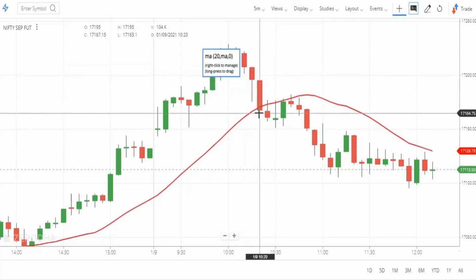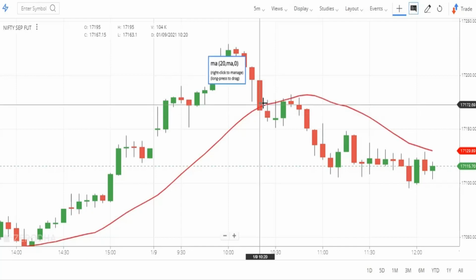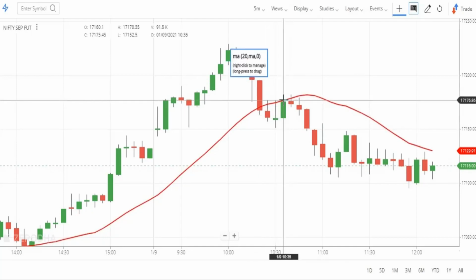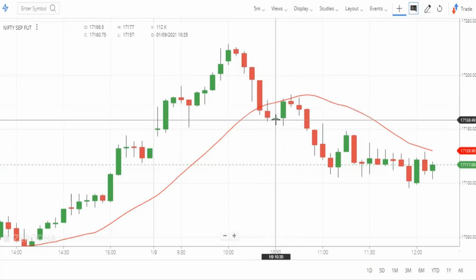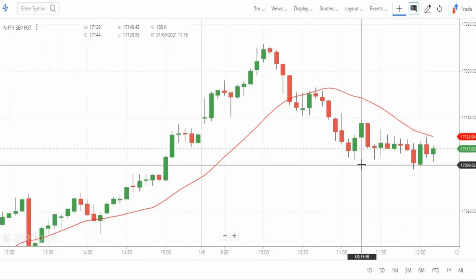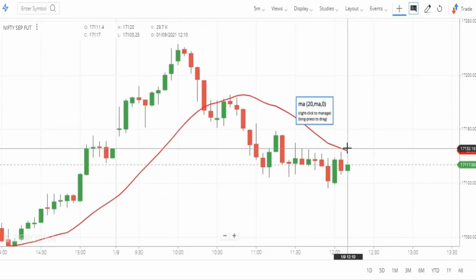Then it broke down below this level, and then people went negative. They went pessimistic about the movement of the market. Then it went and touched and checked this moving average, and just resisted over there. You can see the levels are exact resistance on the moving average, just like it was taking support over here, and then fell down. Now currently the market is below the moving average.